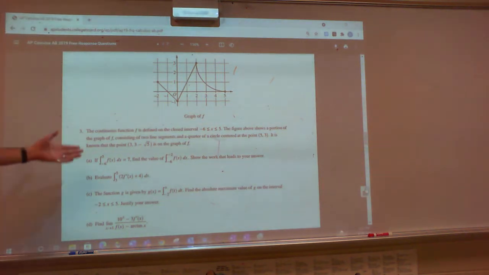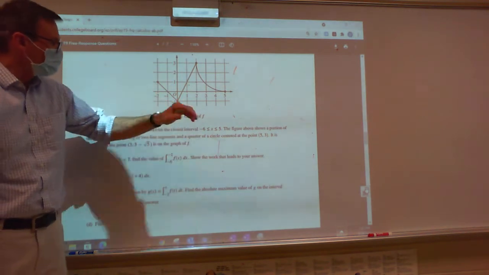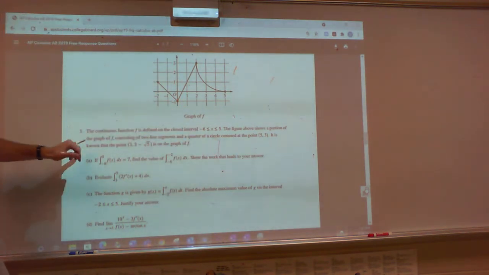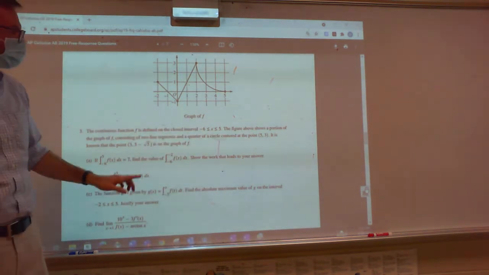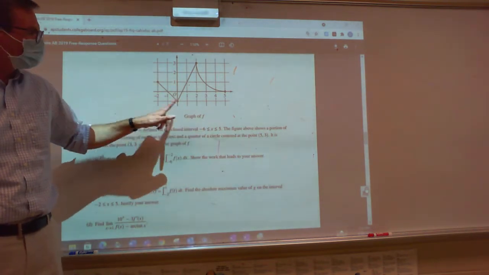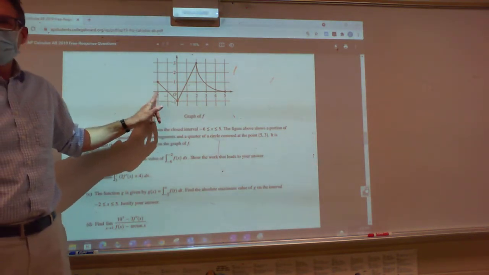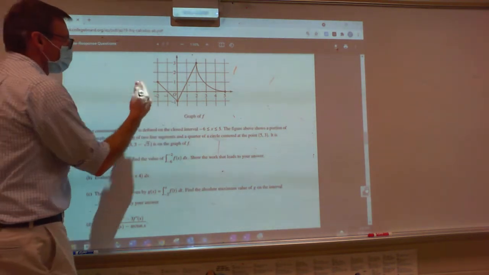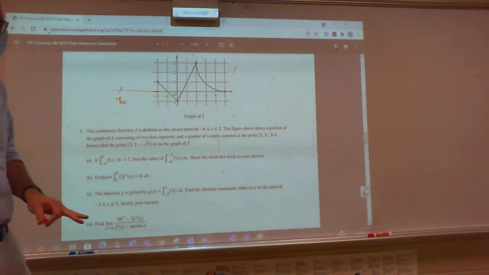All right, so the continuous function f is defined from -6 to 5, and it shows you a portion. So it's defined from -6 to 5. This is a little tweak. It says it starts at -6, but what do you see? It starts at -2. So they're going to ask some questions about what happens from like -6 to -2. They just don't give you a picture, right?